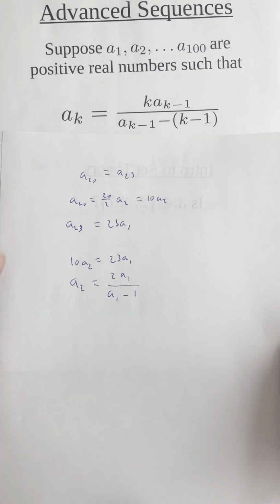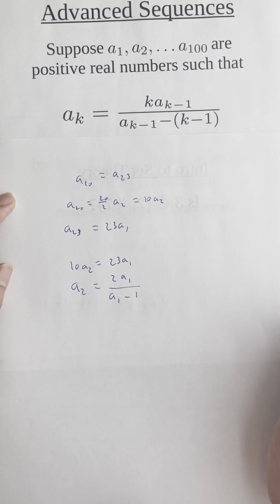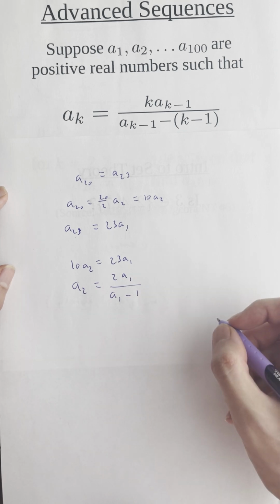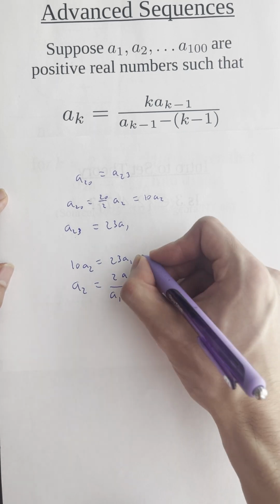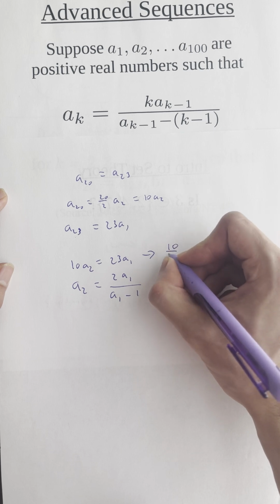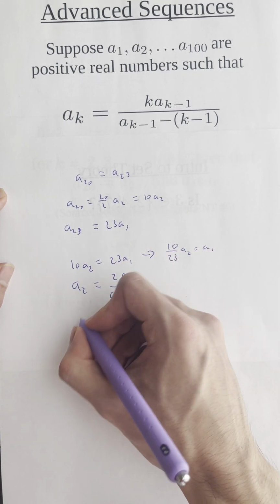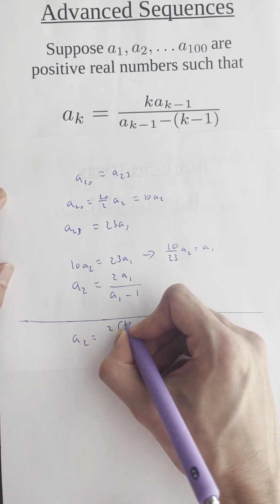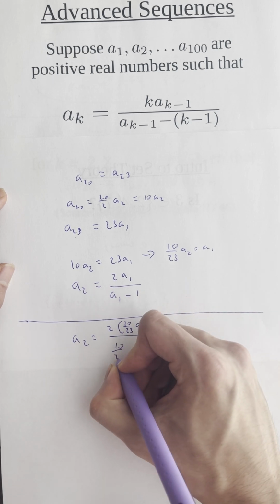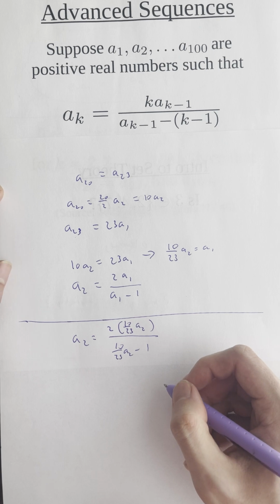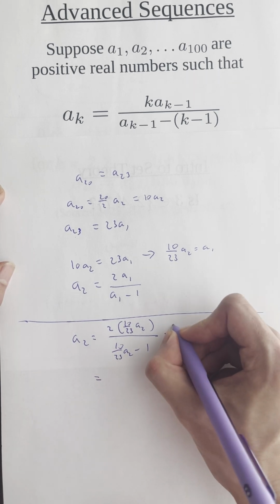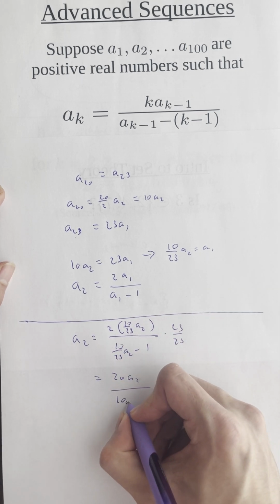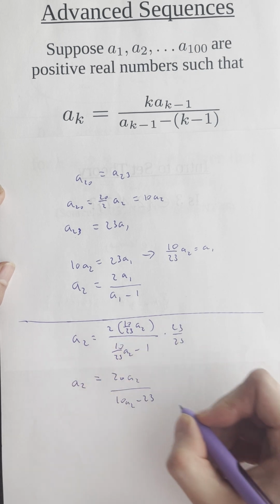How do we get a2? Okay, so I'm going to get a1 by itself and substitute it into this equation. That way we get an equation with only a2 in it. So 10 over 23 a2 is equal to a1. That means this equation turns into a2 is equal to 2 times 10 over 23 a2 over 10 over 23 a2 minus 1. Let's multiply the top and bottom by 23. So this is 20a2 over 10a2 minus 23.